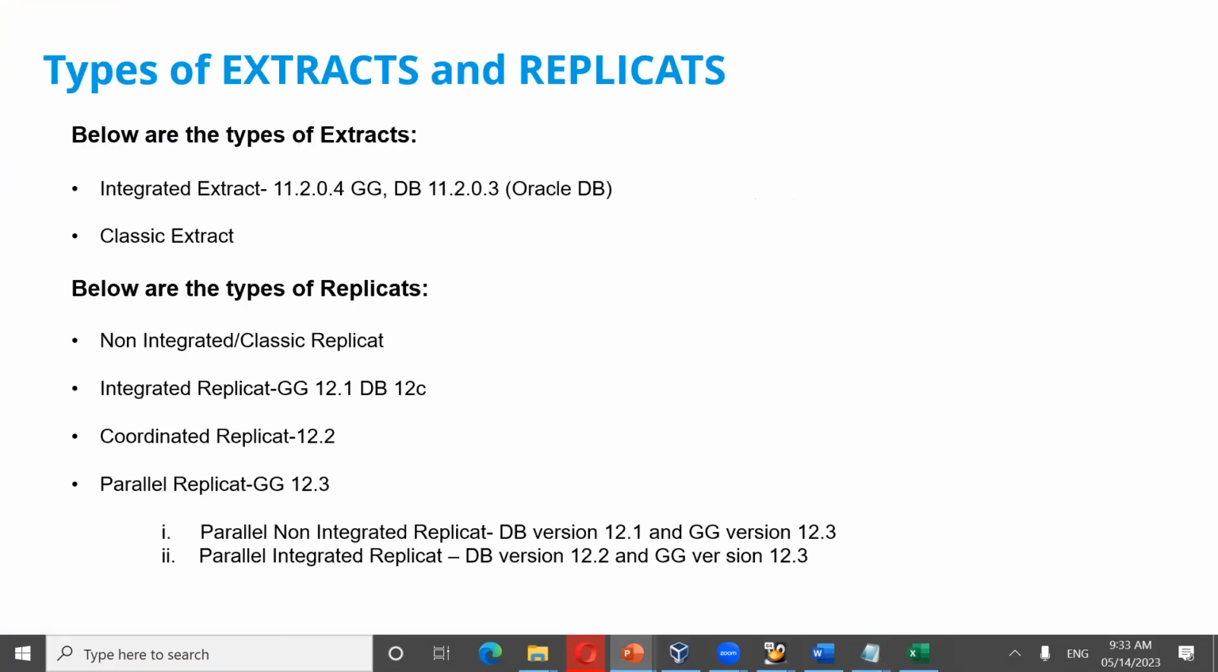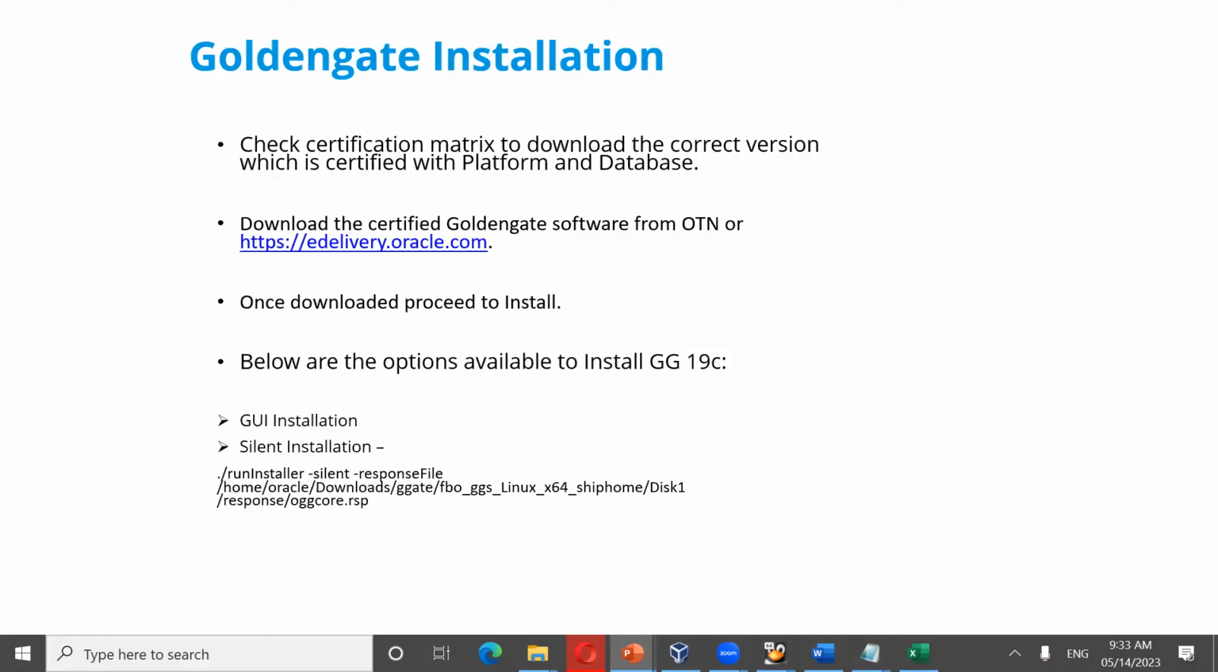Okay, so these are different types of extracts and replicates you have, which we had discussed. You can do silent installation of Golden Gate using the response file. Suppose you don't have GUI, you can do the silent installation as well.